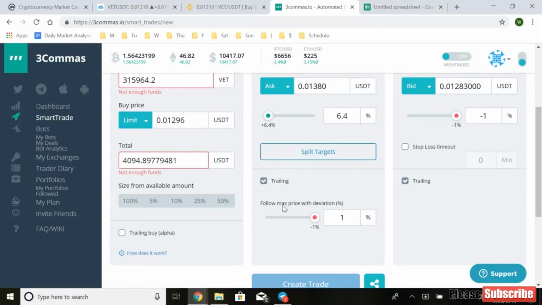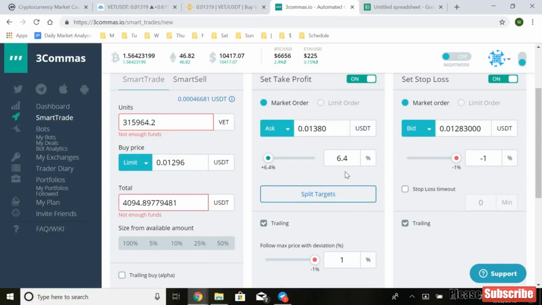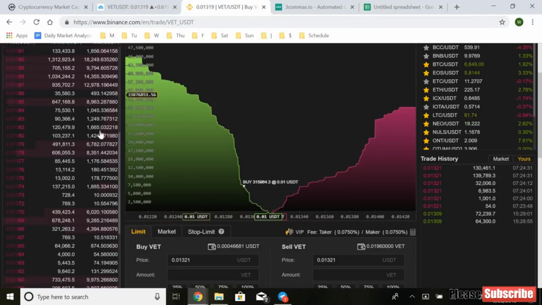the trailing box and then follow max price with deviation minus 1%. Now what this actually does is as the price of the asset continues to rise, it will actually trail your order to sell to take profit. So what that means is I set my limit order to sell at 1380 at a 6.4% profit. Now what this is going to do is once it gets to 1380, it'll make a line at 1380, and if the price continues to rise, the sell order will follow the price of the asset and will basically close.